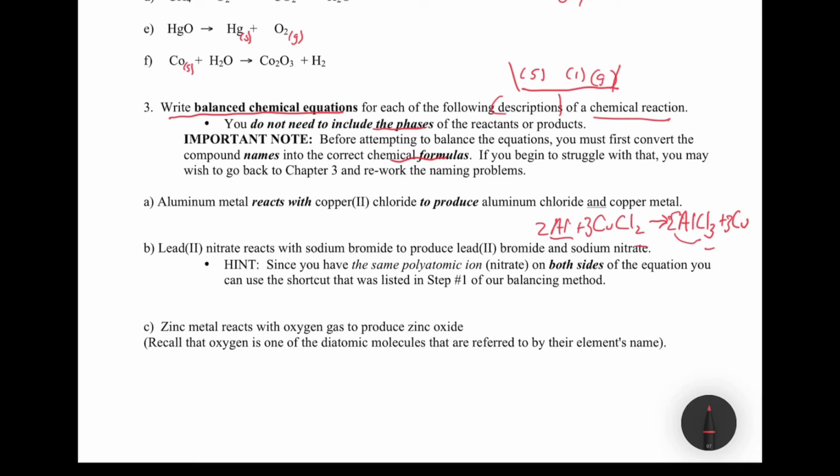So let me just write that a little clearer. That's going to be 2 Al plus 3 CuCl2 yields 2 AlCl3 plus 3 Cu. All right, so let's get it done. Hopefully that helps.